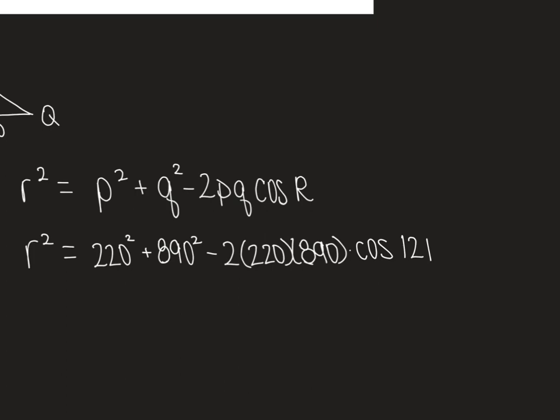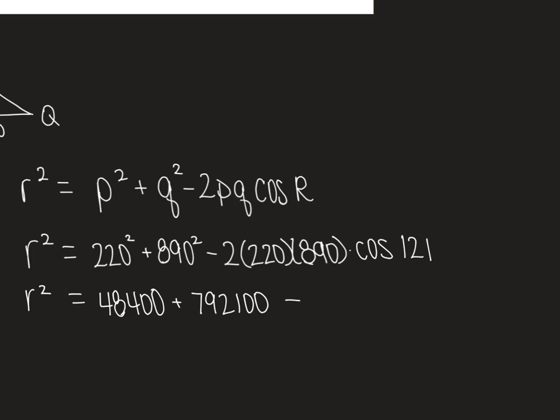Okay, so it's definitely a lot of algebra at this point because we just have to make sure we're squaring appropriately, multiplying appropriately, and finding the cosine. So we would have R squared equals, when we square 220, we get 48,400. When we square 890, we get 792,100.